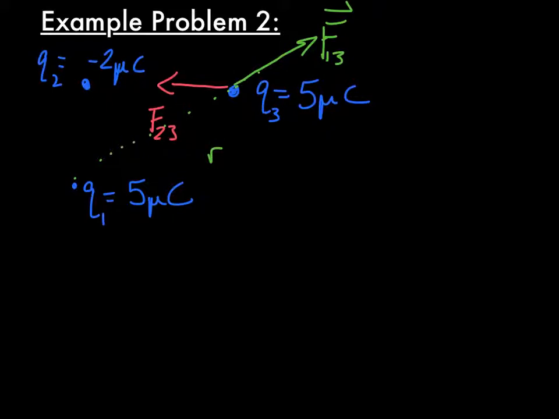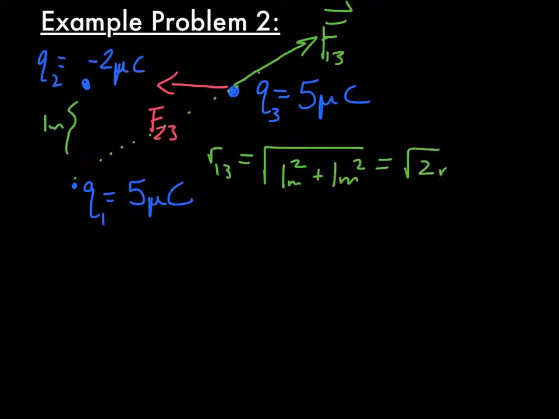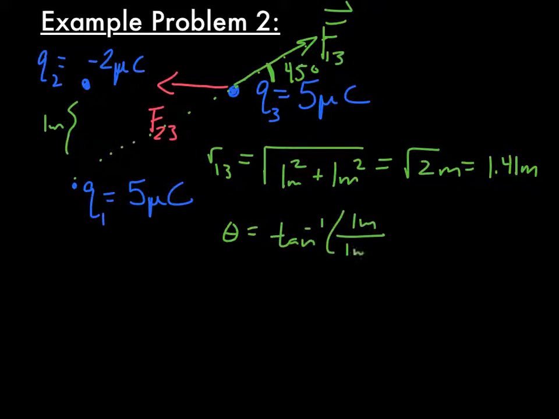If you're looking for this distance, R13, we made each of these 1 meter apart, so using the Pythagorean theorem, 1 meter squared plus 1 meter squared equals the square root of 2 meters, which equals 1.41 meters, give or take. Always find your total distance. Then you need to figure out what this angle is, and this angle is 45 degrees. You can get this by saying theta equals tangent to the minus 1 of 1 meter, that's y, over 1 meter, your x distance, and this gives you 45 degrees.